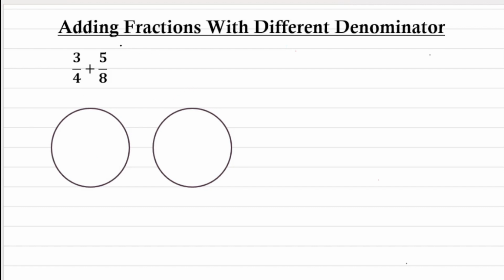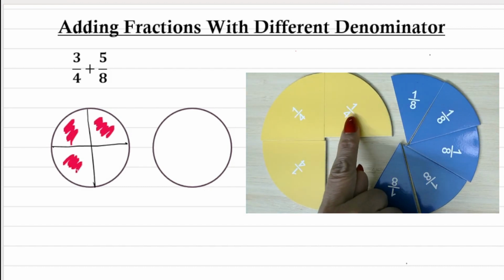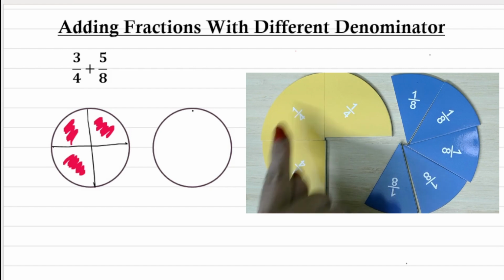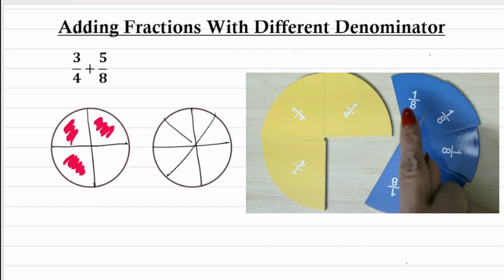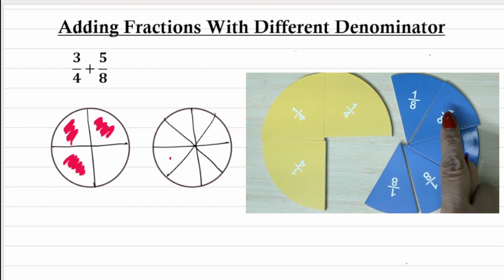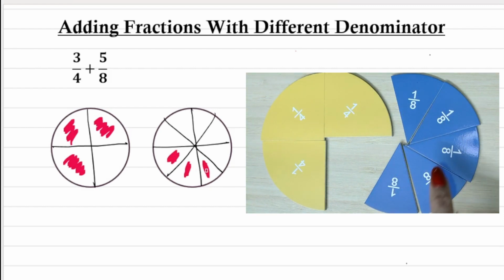So let's add 3/4 and 5/8. We will depict 3/4 here: 1/4, 2/4 and 3/4. In the second whole we will show 5/8. These are a total of 8 parts: 1/8, 2/8, 3/8, 4/8 and 5/8.